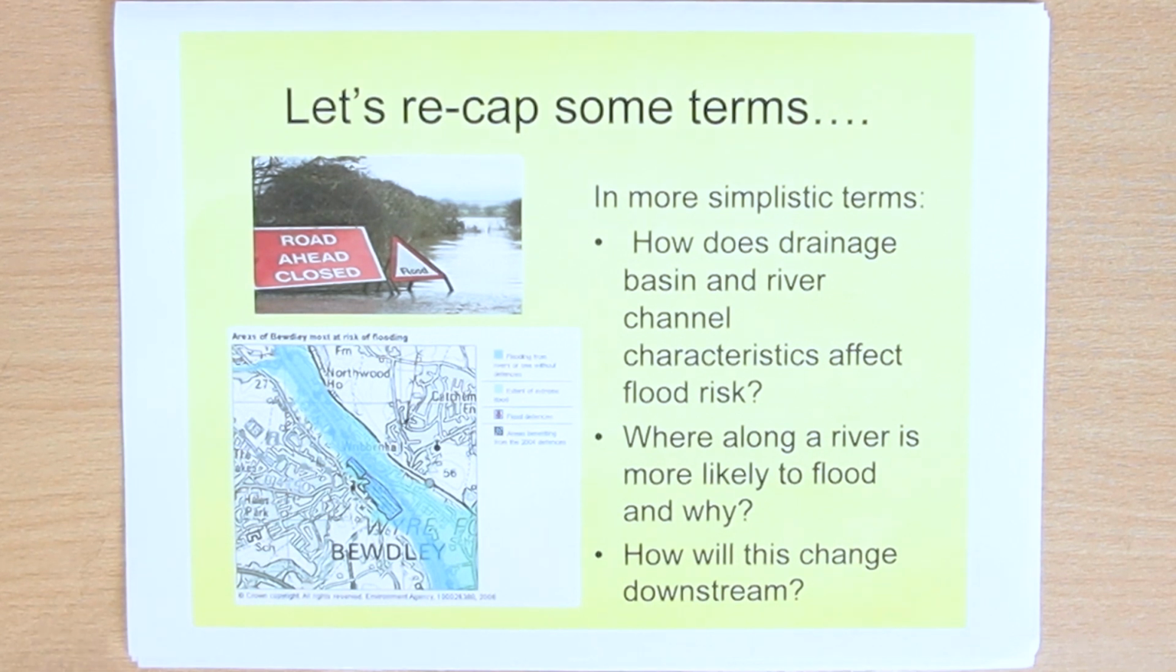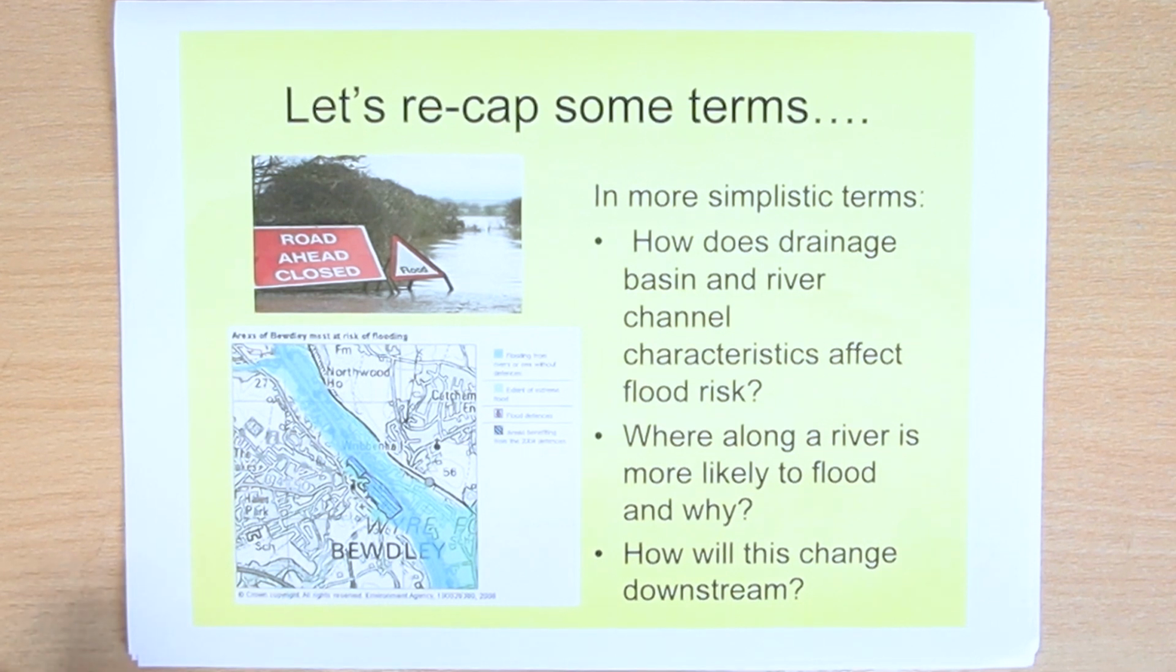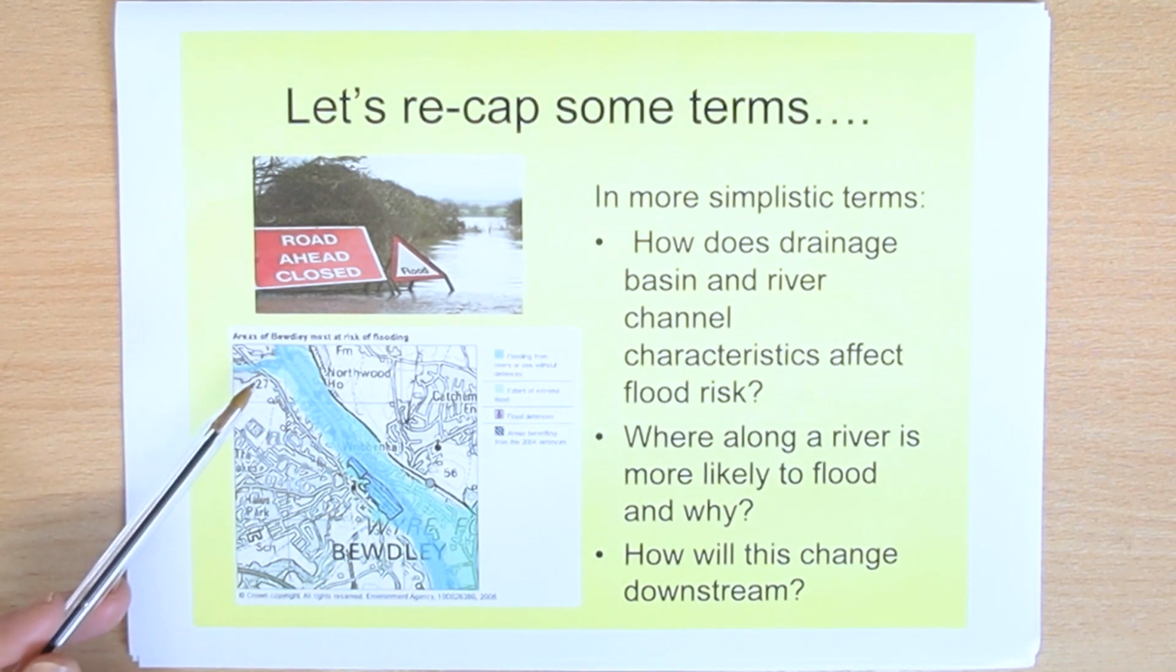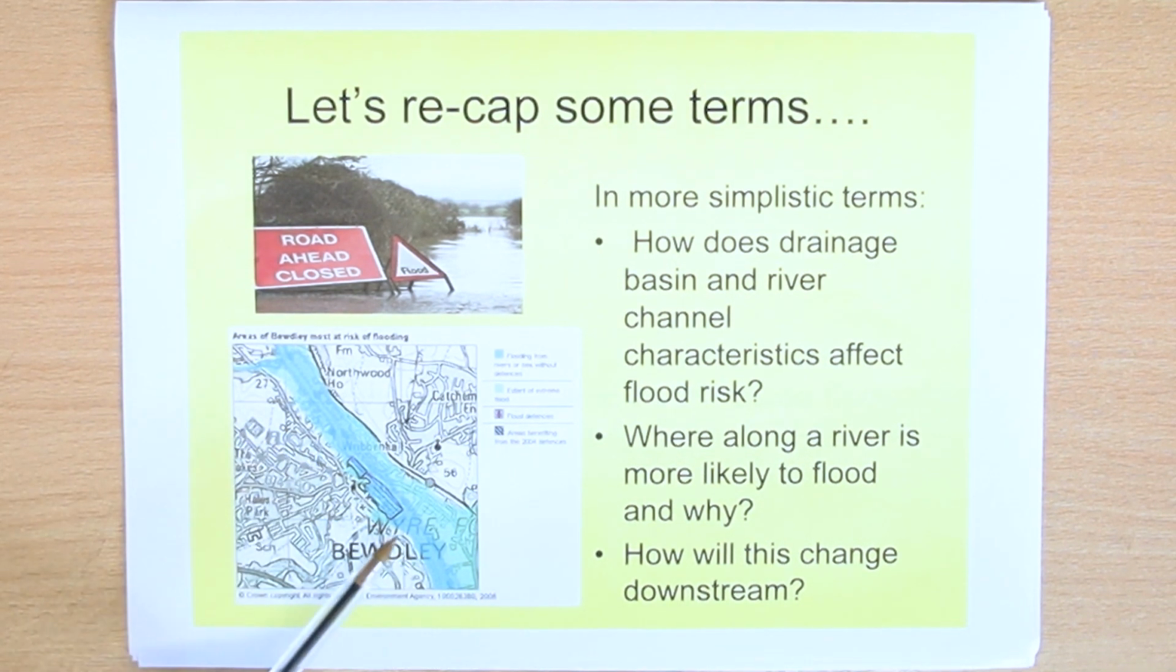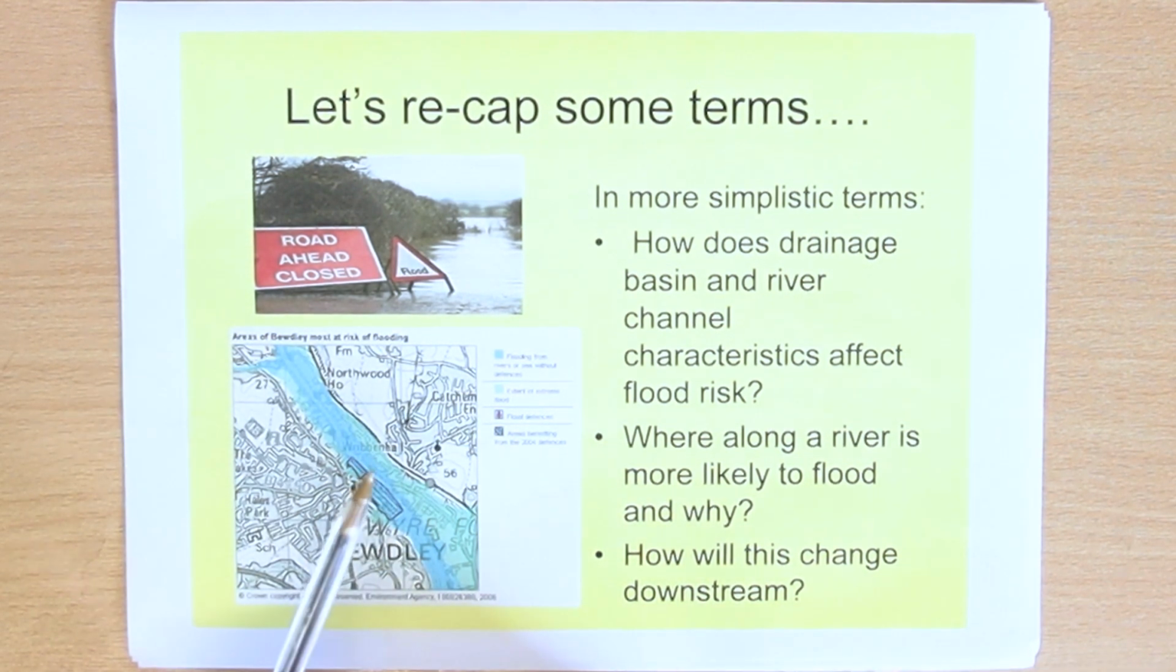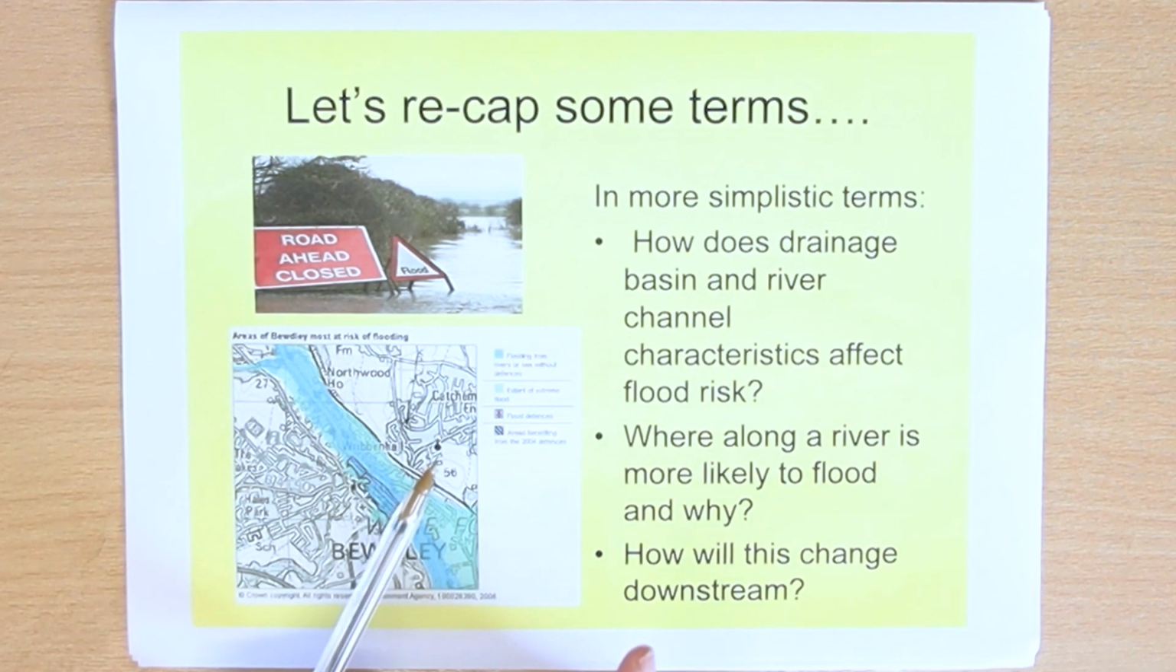There are a whole host of human and physical reasons as to why a river floods. We also should be aware that flooding is more likely to occur in the middle to lower part of a river long profile. You know that it starts up on high land and goes down to the sea, that's basic stuff. It's more likely to flood middle to lower.